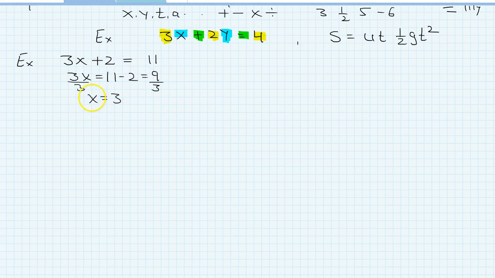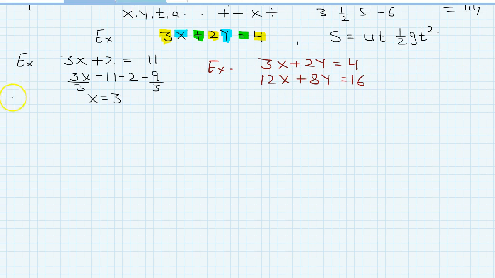But what about when we have equations of two variables? For example, if we have 3x plus 2y is equal to 4, and 12x plus 8y is equal to 16. Now how are we going to solve it?